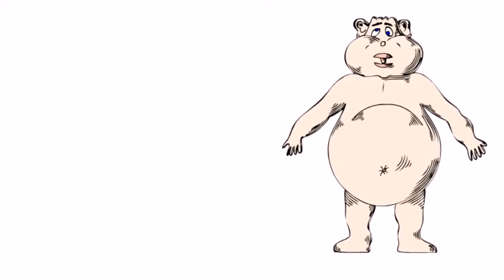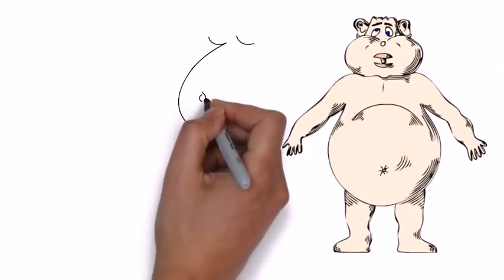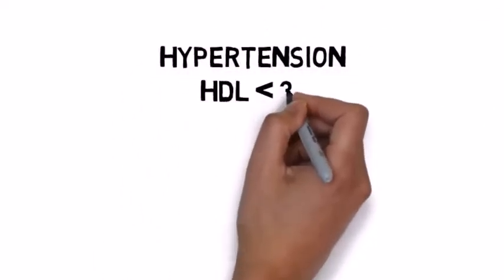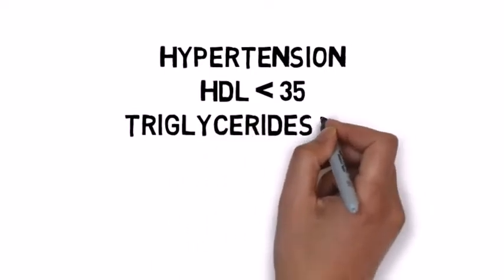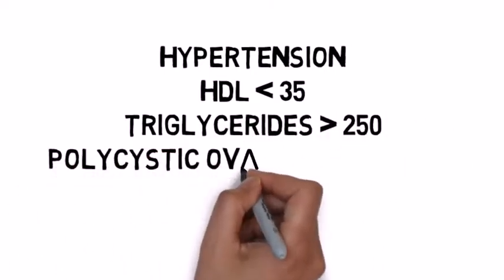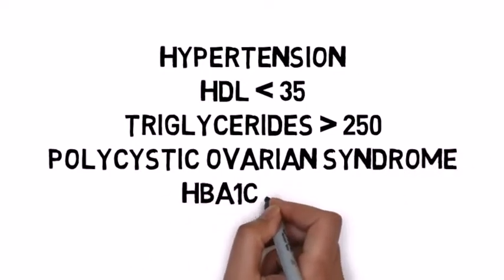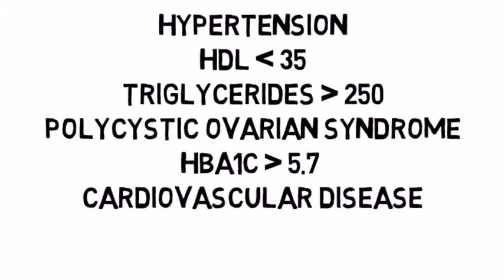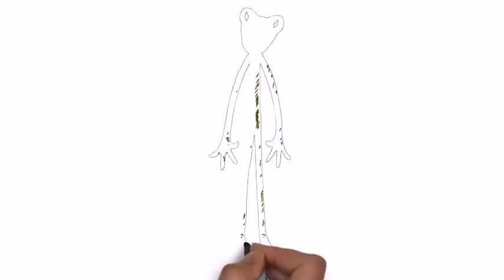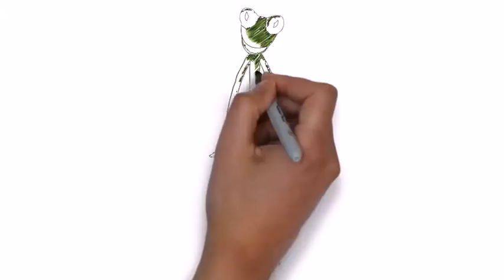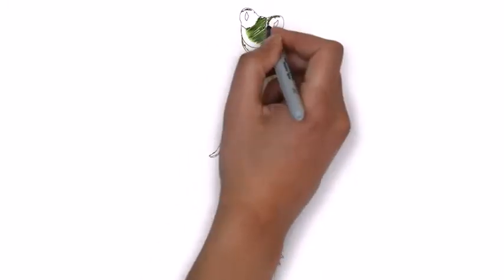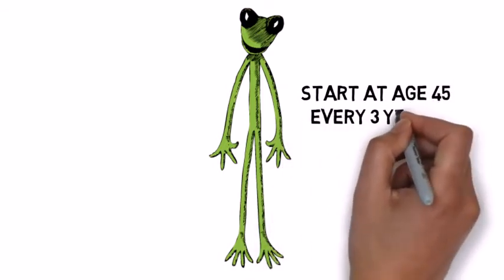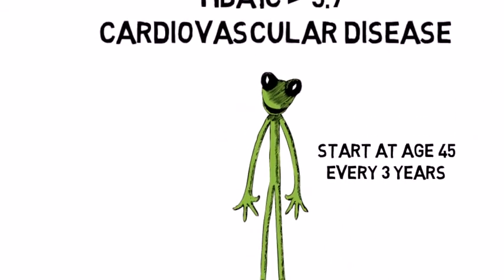Women who delivered a baby weighing greater than 9 pounds or had previous gestational diabetes, hypertension, HDL cholesterol less than 35, triglycerides greater than 250, women with polycystic ovarian syndrome, hemoglobin A1C greater than 5.7 on previous testing, or history of cardiovascular disease. If someone doesn't have any of these risk factors or is not overweight, testing for diabetes should begin at 45 years old. Repeat testing should be done at least at 3-year intervals.